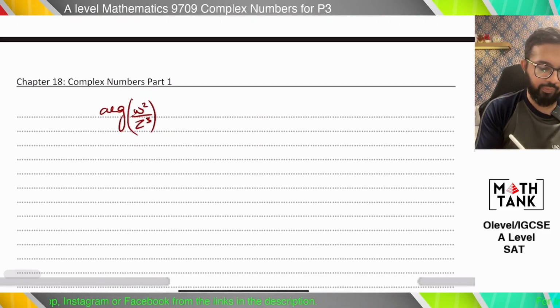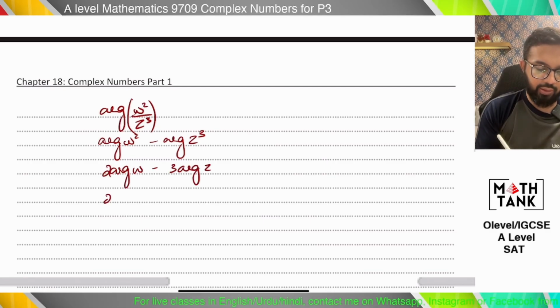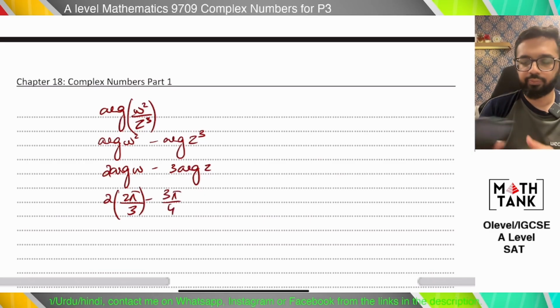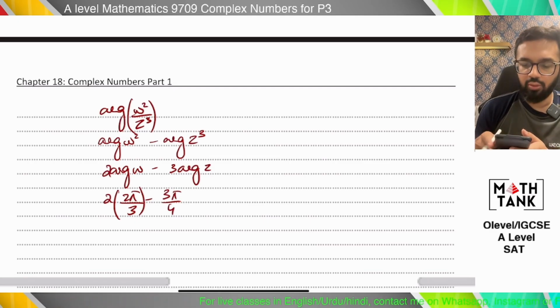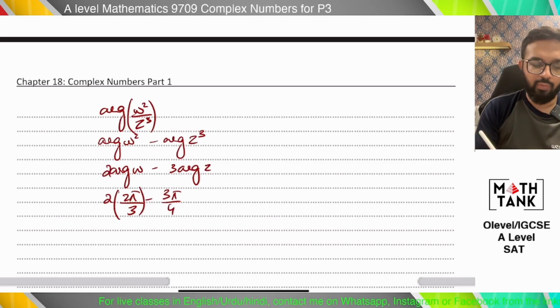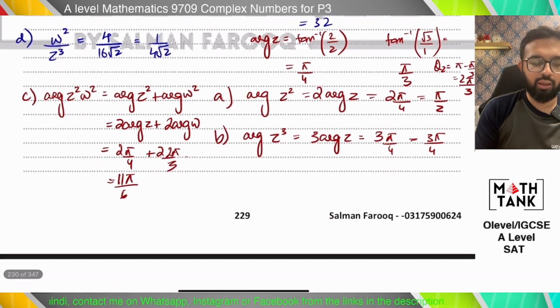The argument of this would mean the argument of w squared minus the argument of z cubed. So 2 times the argument of w minus 3 times the argument of z. 2 times 2 pi over 3 minus 3 times pi over 4. Pi over 12.